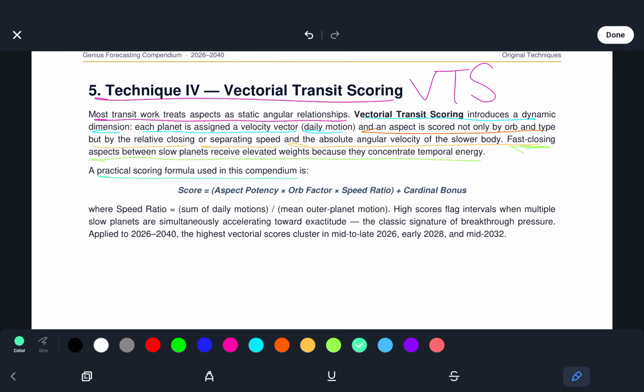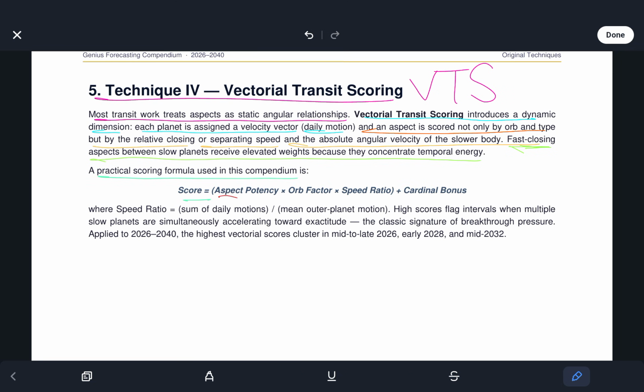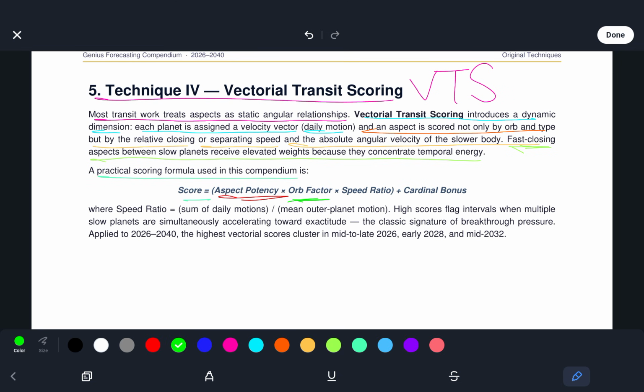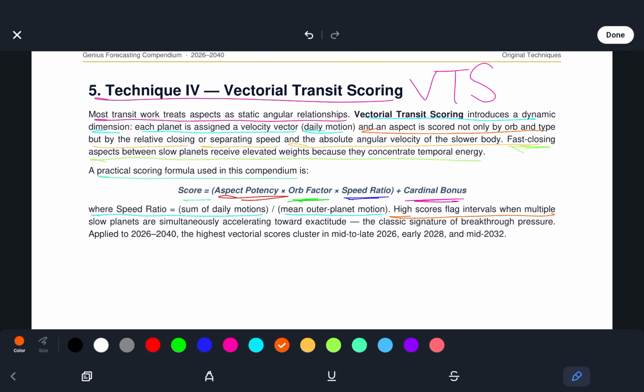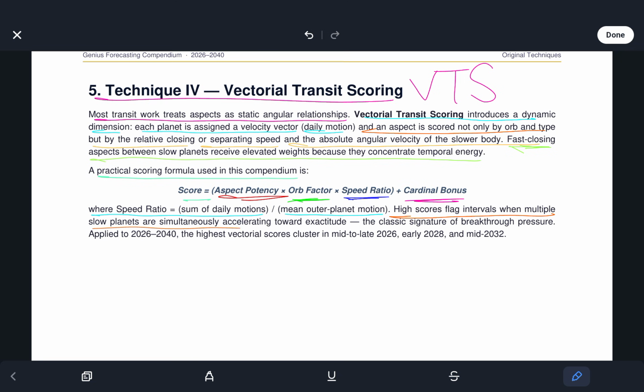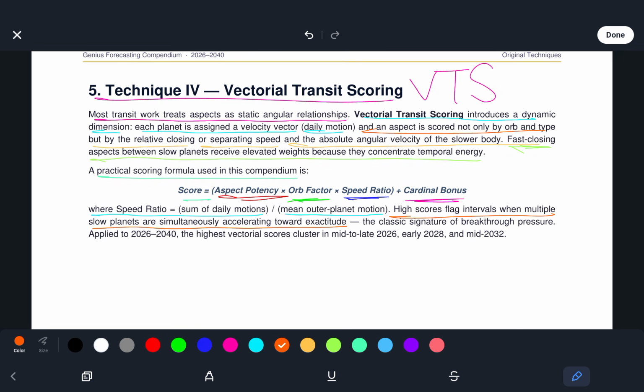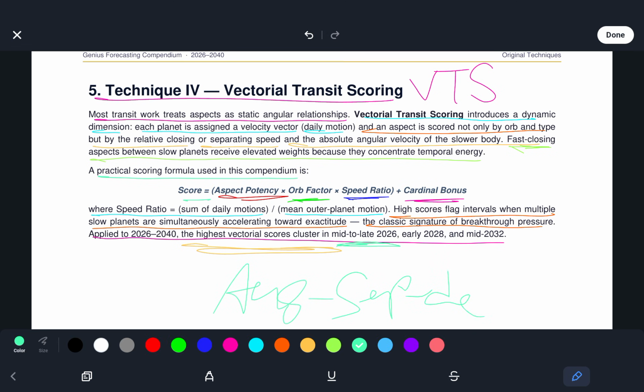A practical scoring formula used in this compendium is score equals aspect potency multiplied by orb factor multiplied by speed ratio, adding cardinal bonus, where speed ratio equals the sum of daily motions divided by mean outer planet motion. High score flags intervals when multiple slow planets are simultaneously accelerating toward exactitude, the classic signature of breakthrough pressure. Applied to 2026 through 2040, the highest vectorial scores cluster in mid to late 2026, which we're already in. And then we see early 2028 and mid 2032.